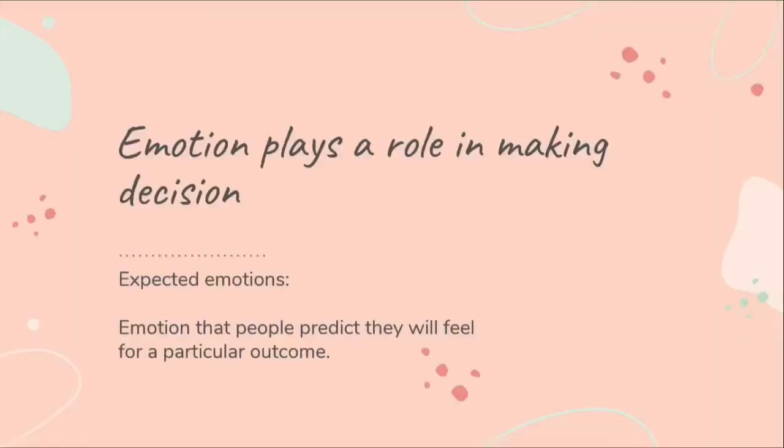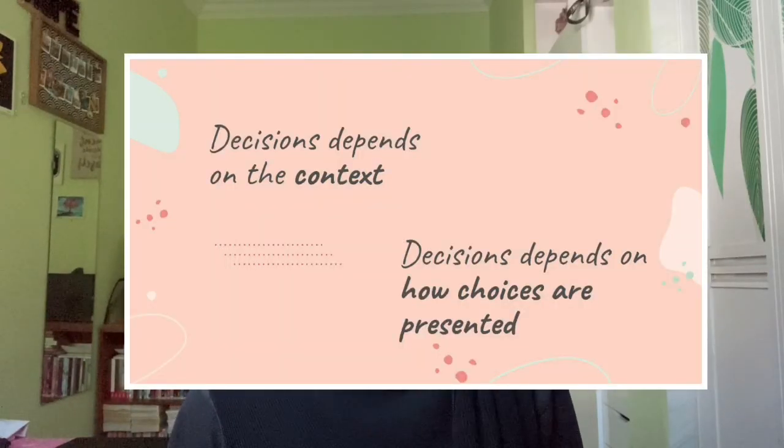This is because people inaccurately predict their emotions. Expected emotions are the emotions that people predict they will feel for a particular outcome, and it is one of the causes of risk aversion, which is the tendency to avoid taking risks. Decisions can also depend on the context in which they are made, or on how choices are being presented to us.